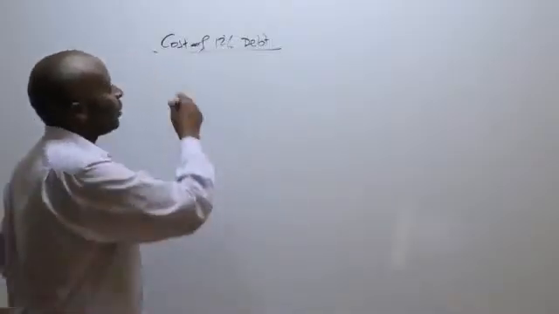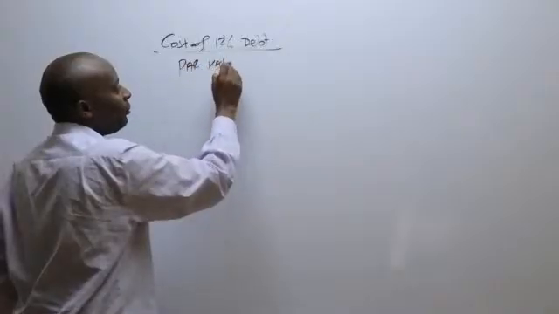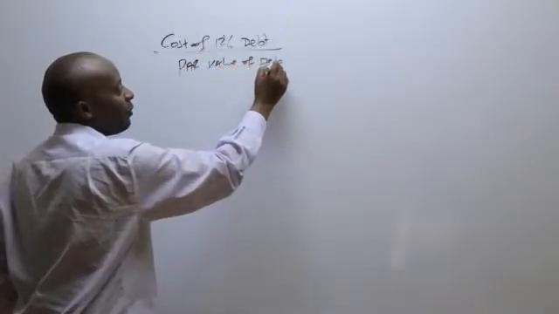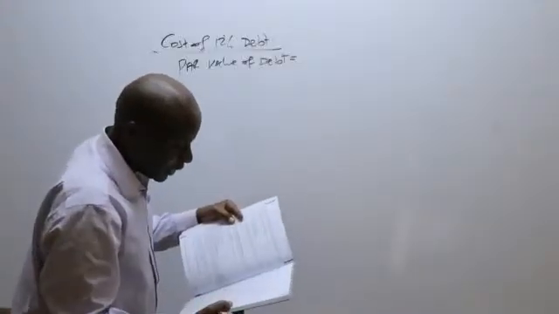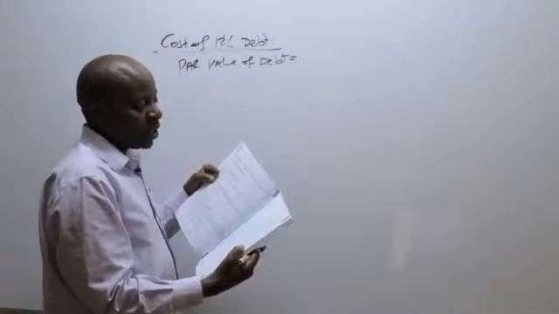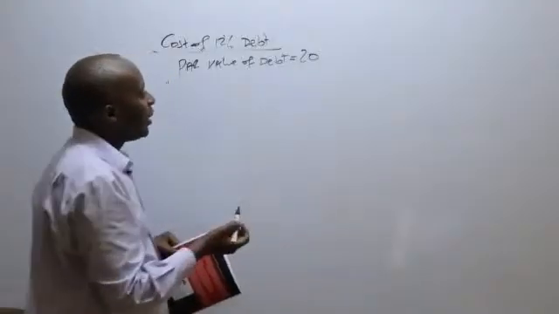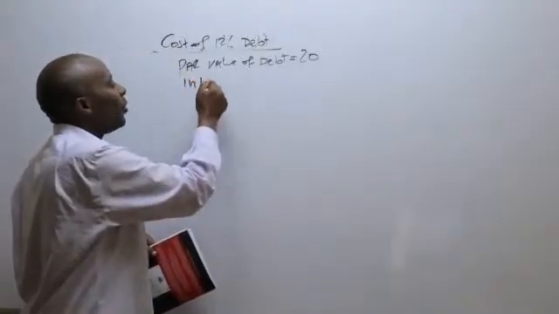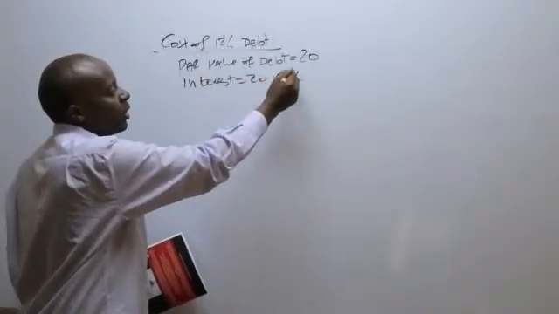This is very important for me to be able to do costing, the par value of debt, the one given in the balance sheet. The par value of debt is 20. The one given there, 12% redeemable debenture capital, shillings 20 par value. So the par value here is 20. And once you give me the par value, I will be able to give you the interest. It will be 20 times 12%.